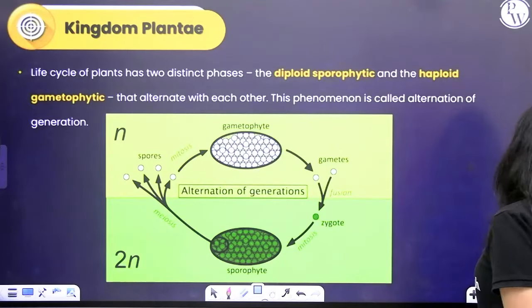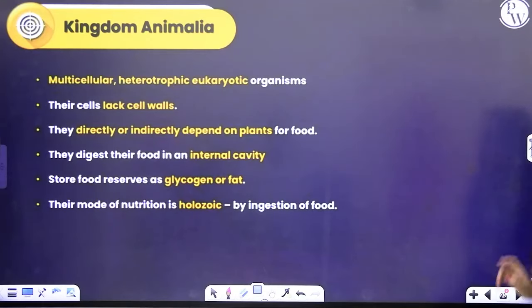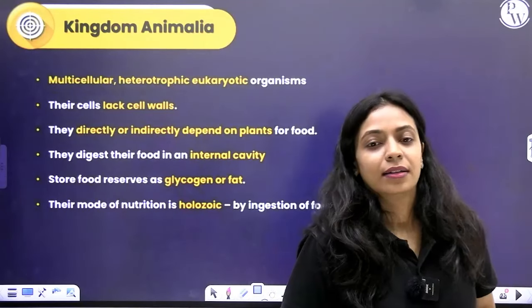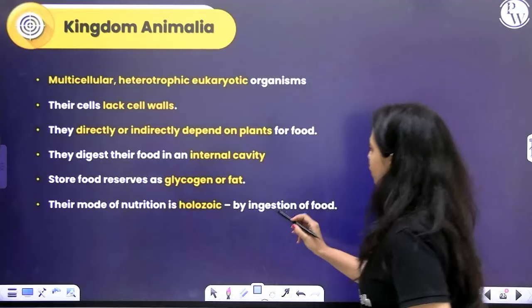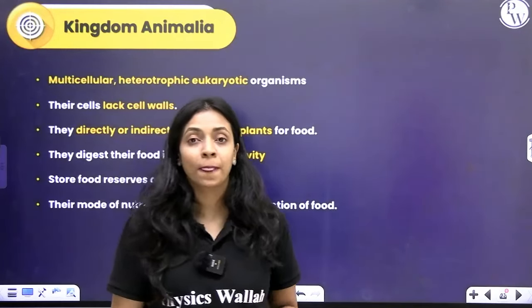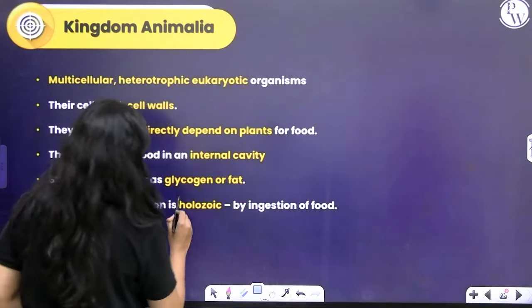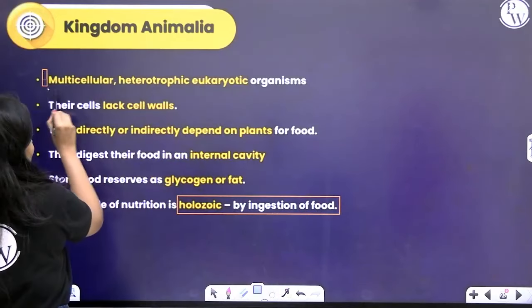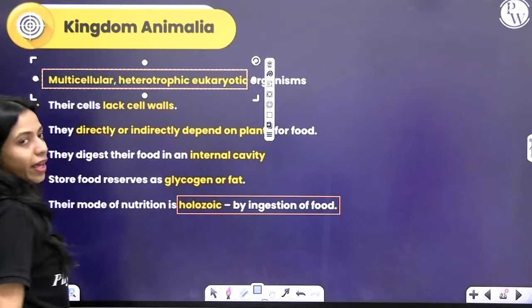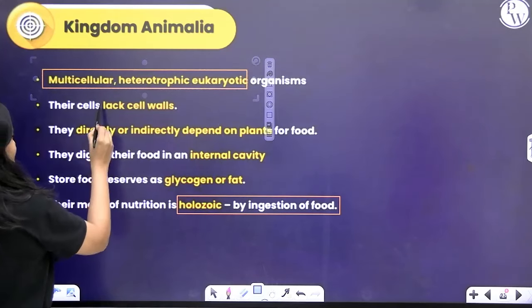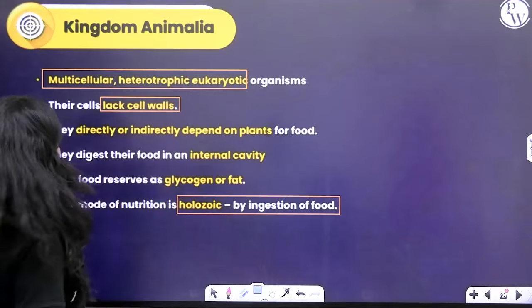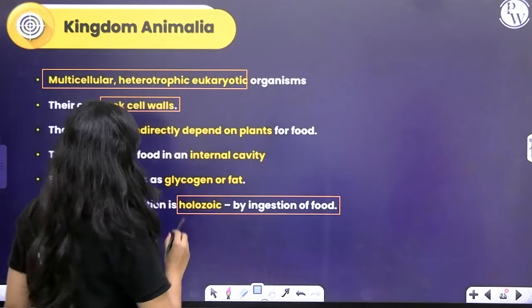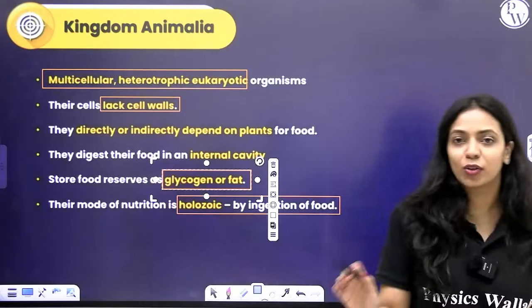Now, let's talk about animal kingdom. So, what do we already know about kingdom Animalia? They are multicellular organisms, they are heterotrophic and eukaryotic, right? They show holozoic mode of nutrition, which is nothing but ingestive heterotrophy. We call it holozoic. Their cells don't have a cell wall. They are heterotrophic, directly or indirectly they depend on plants for food. And they store their reserve food in the form of either glycogen or fat.